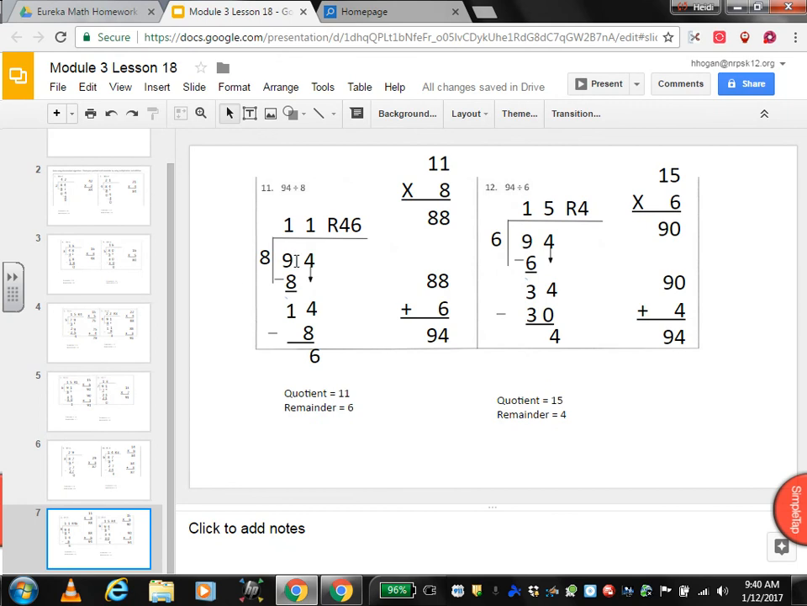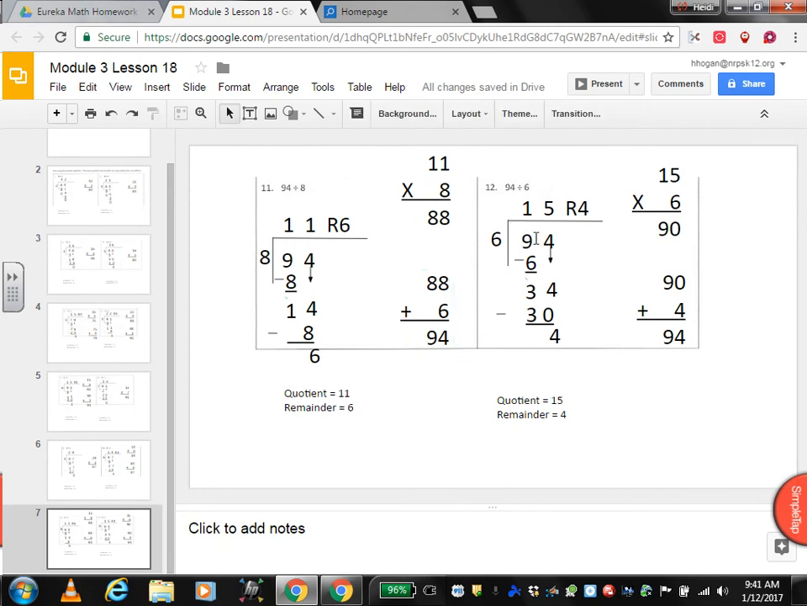Okay. 94 divided by 8. 9 divided by 8 is 1. Multiply. 1 times 8 is 8. Subtract. 9 minus 8 is 1. Bring down. So we have 14. 14 divided by 8 is 1. Multiply. 1 times 8 is 8. Subtract. 14 minus 8 is 6. So our quotient is 11. Our remainder, oh, not 46, 6. We check. Quotient times divisor gives us 88. We add our remainder. 88 plus 6 is 94, which is our dividend.